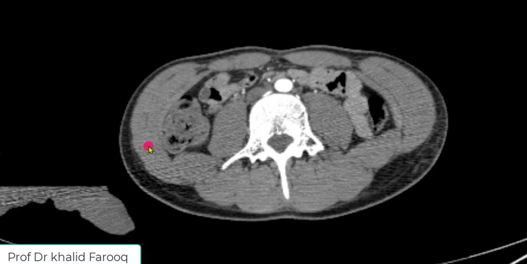Today we are discussing a young patient who is 19 years old and has a history of road traffic accident. This is CT angiography of the lower limb. We can see this is lower abdominal aorta.